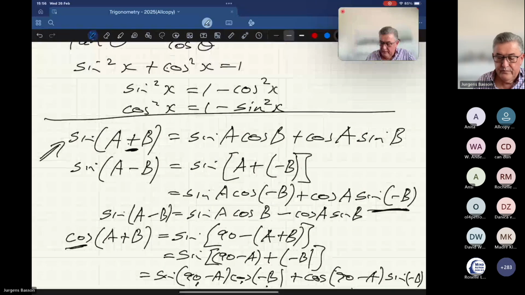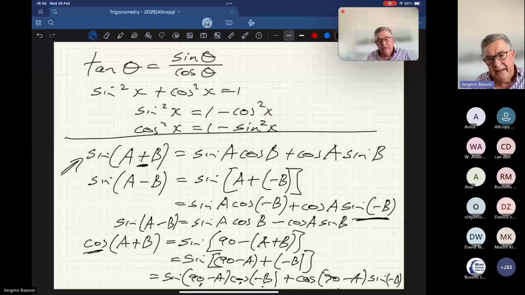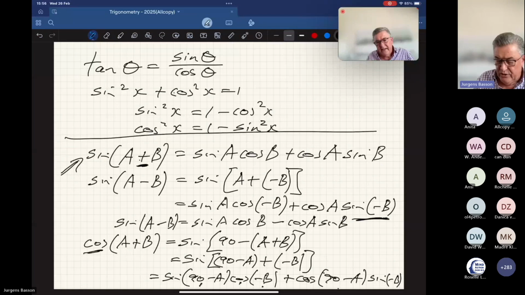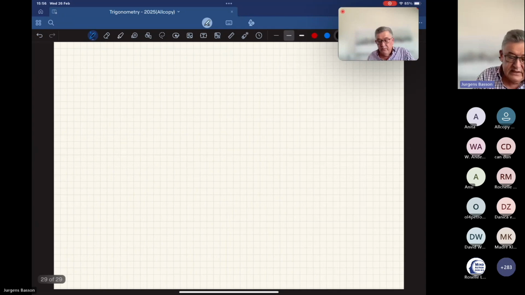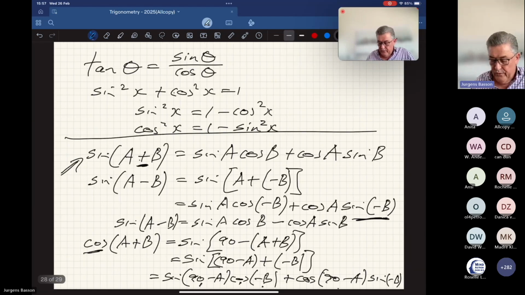The cos of 90 minus A will become the sine of A, and the sine of minus B becomes negative sine B. So that means this plus changed to a minus. So that means we will end up with cos A cos B minus sine A sine B. And that is the rule, as you remember, for the cos of A plus B.